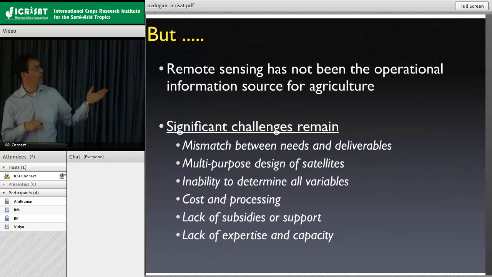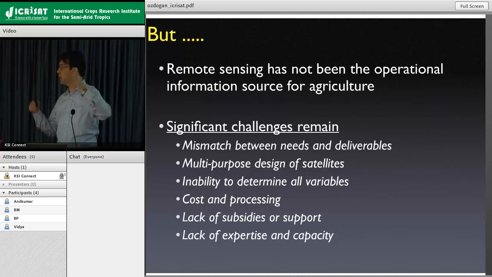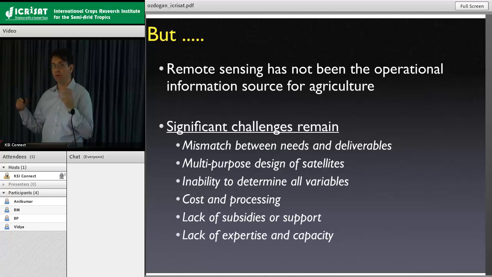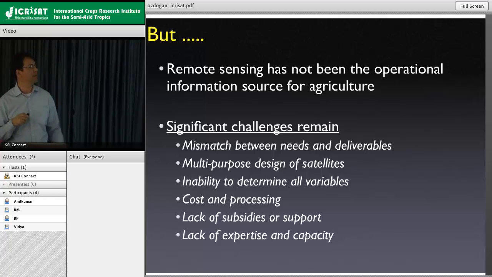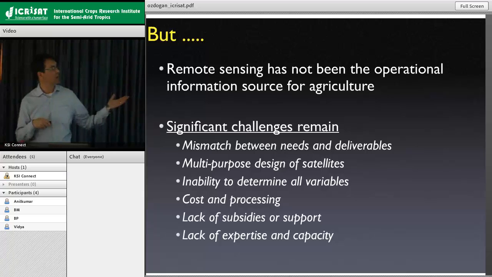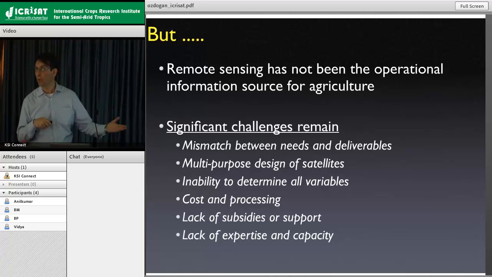Other challenges are, all of these satellites were designed for multiple purposes. We do everything from forestry to water resources to agriculture. So because of their design, they're not necessarily all for agriculture. So we've got this square peg and round hole idea that we have to fit observations to particular needs that we may have. And again, one of the biggest challenges is this inability to determine all variables. We want all those variables, we just can't get them.